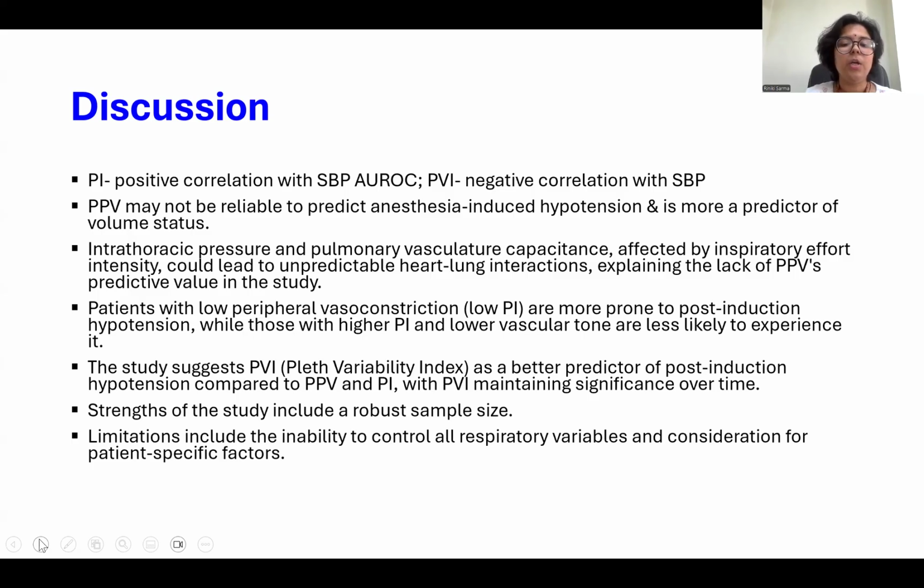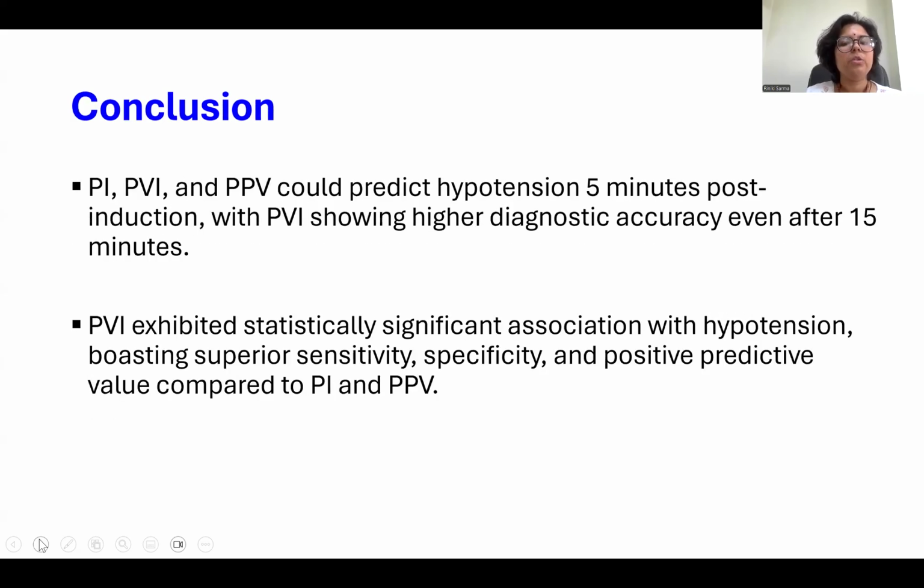The strengths of this study include a robust sample size, and the limitations include the inability to control all respiratory variables and considerations for patient-specific factors. So, from this study, it can be concluded that perfusion index, pleth variability index, and pulse pressure variability could predict hypotension at 5 minutes after induction, with the pleth variability index showing higher diagnostic accuracy even after 15 minutes of anesthesia induction.